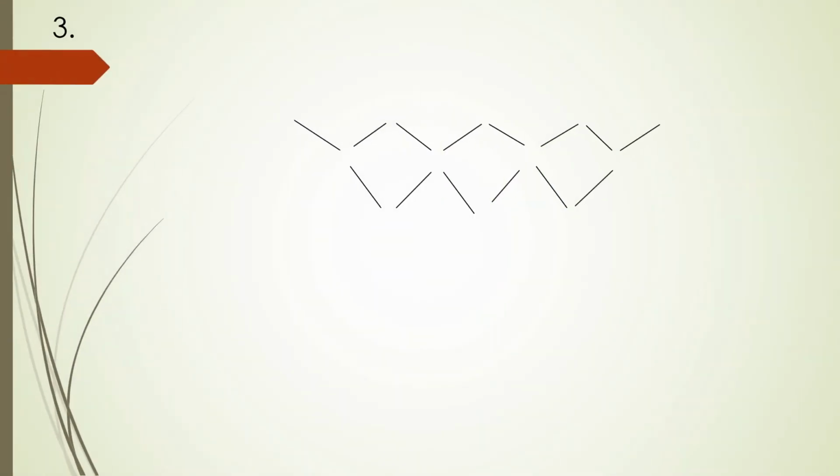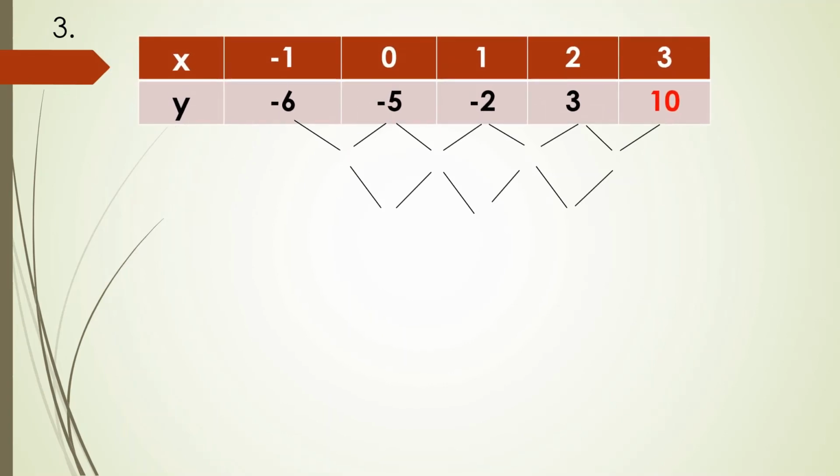Our next example, our last example: given a table of values, we're going to find the equation of the quadratic function. The values of x are negative 1, 0, 1, 2, and 3. Negative 1 becomes 0, so you add 1. 0 becomes 1, add 1. 1 becomes 2, add 1, and 2 becomes 3, add 1. Meaning the difference in x is 1 to the preceding number.